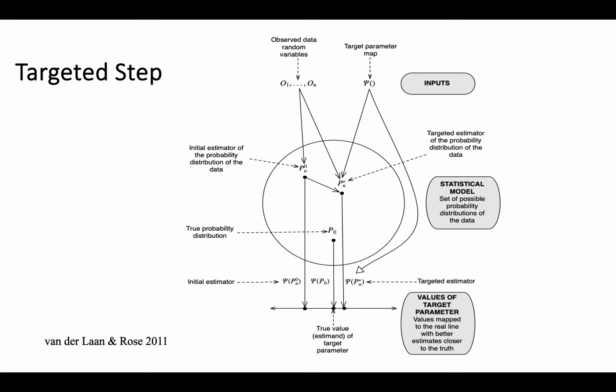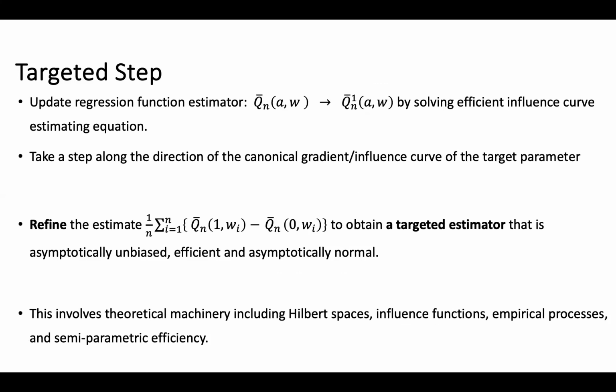So we have an initial estimator of our entire distribution. Now we need to move towards our final estimator. So that's going to be the targeted step. And in the targeted step, this is the juiciest part, but it's the part that I understand the least, is where all the math is. And I'll try to give the very vague idea that I understand.